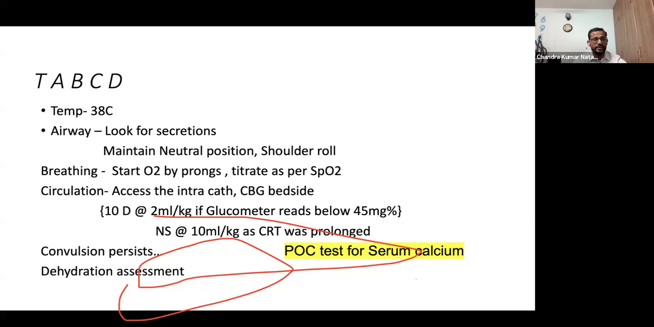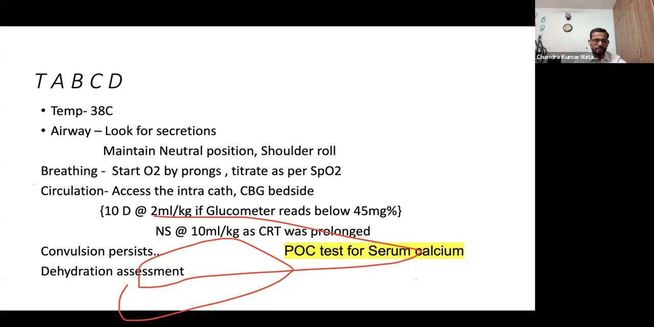Okay, so here again we have to go through TABCD. The temperature of this baby is 38 degrees Celsius, so the baby is not hypothermic. In fact, the baby is hyperthermic. In airway, you have to look for secretions, maintain neutral position, shoulder roll. Start oxygen for the baby and titrate the oxygen saturation. Establish the IV line, and then you have to check capillary sugar.